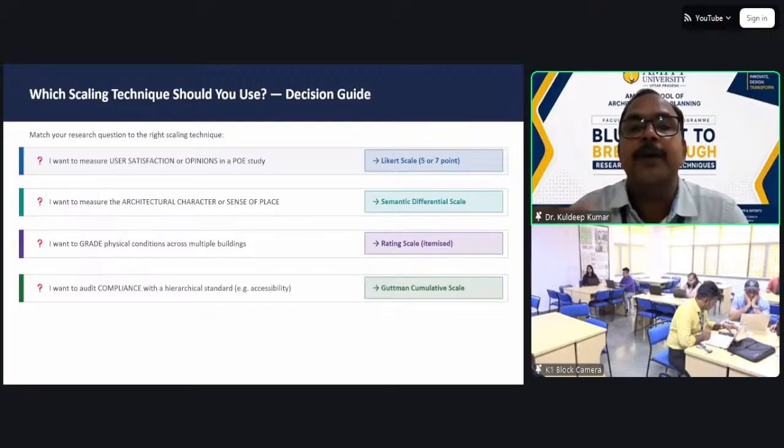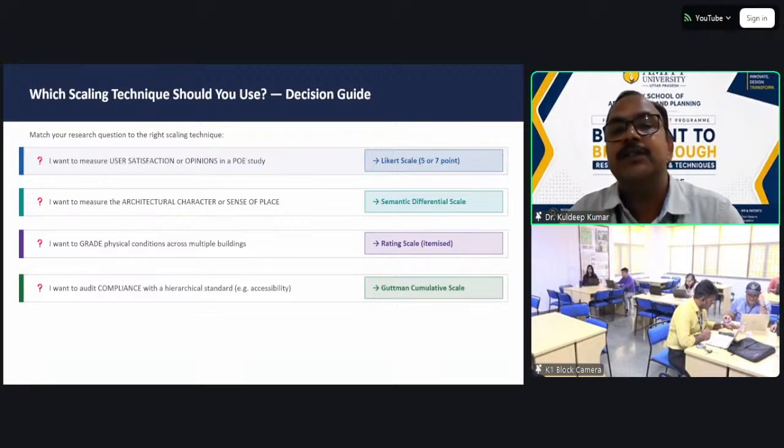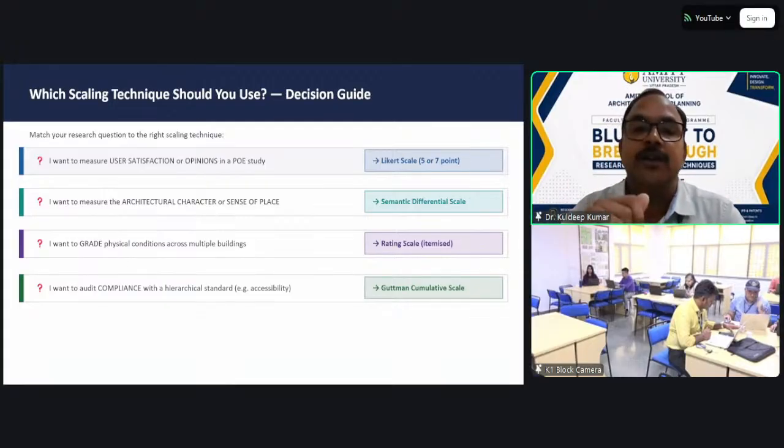In another example, if I want to measure the architectural character or the sense of a place, of a building or a neighborhood, here the most appropriate scale is the semantic differential scale. So now we remember that bipolar adjective pair that captures the experiential and multidimensional quality that a Likert scale cannot.